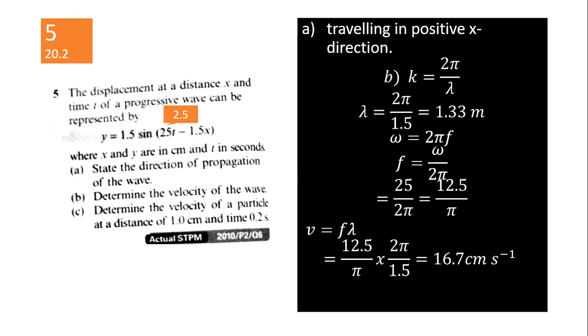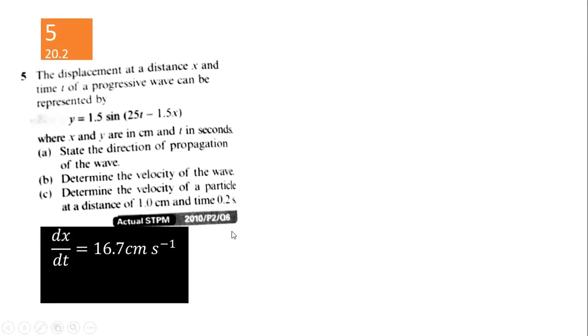Determine the velocity of the particle at a distance of 1 cm and time 0.5 second. Calculate out. What's the answer? They give 1.7 because they use 2.5 here. This one. Okay.